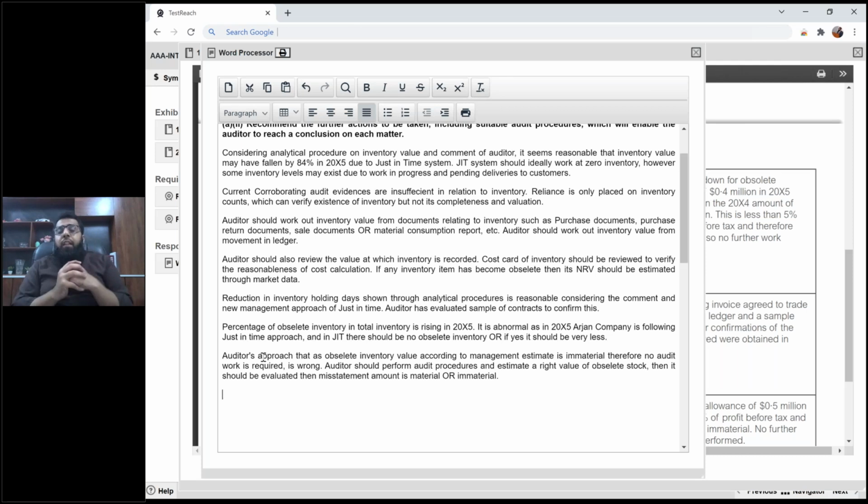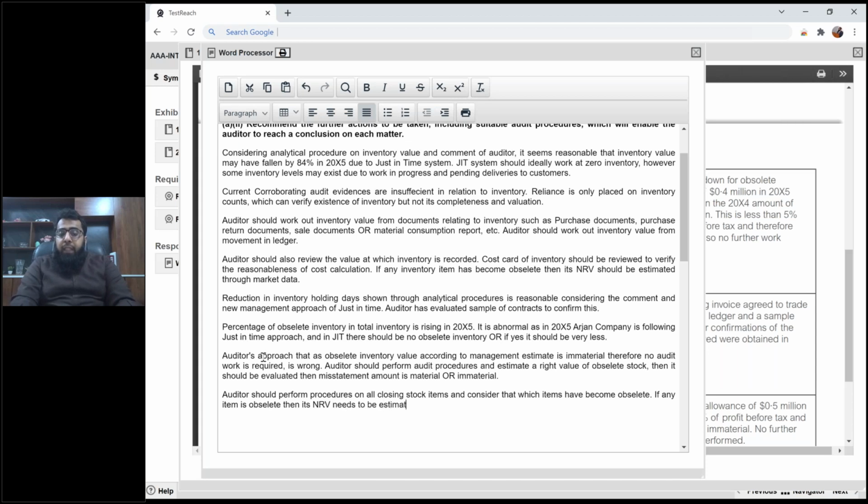Okay. Now, what should the auditor have done? Auditor should perform procedures on all closing stock items and consider which items have become obsolete. If any item is obsolete, then its NRV needs to be estimated and its value needs to be written down to its NRV.